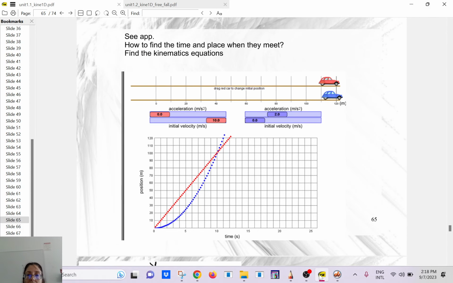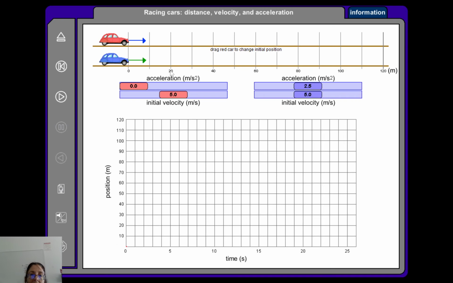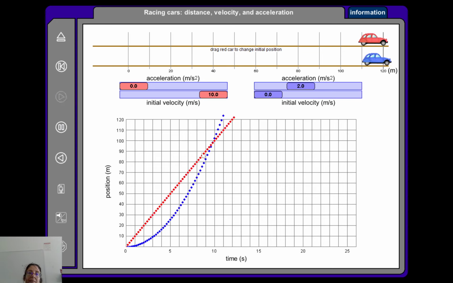So the blue one starts at rest when you start your stopwatch, but it has an acceleration. When you start your stopwatch, the red car has no acceleration. It's moving at a constant velocity, but it was already moving when you start your stopwatch. Is that clear? So typically, the police officer is hiding, so he's at rest. You are cruising at a constant speed, but over the speed limit. So he's going to catch up. Boom. See, it's catching up here at that time. Okay?